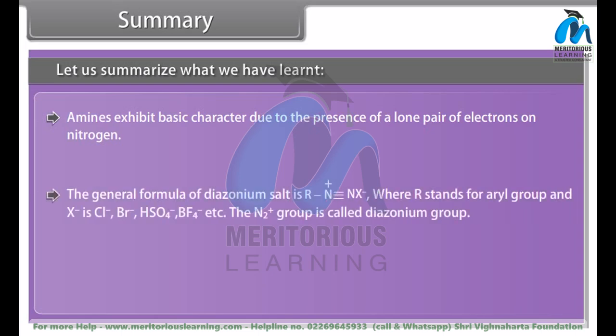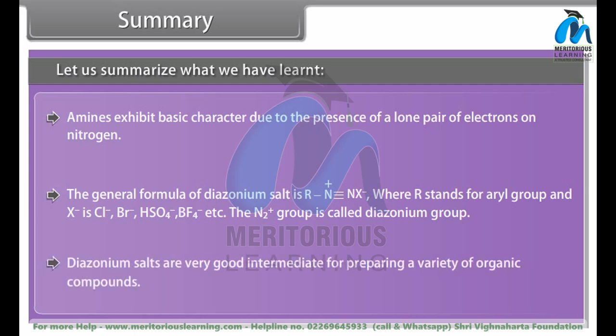The general formula of diazonium salt is RN2+X-, where R stands for aryl group and X- is chloride ion, bromide ion, hydrogen sulfate ion, or tetrafluoroborate ion. The N2+ group is called diazonium group. Diazonium salts are very good intermediates for preparing a variety of organic compounds.